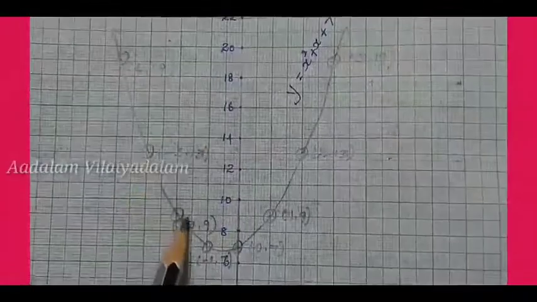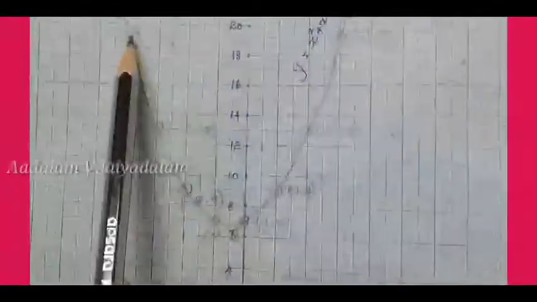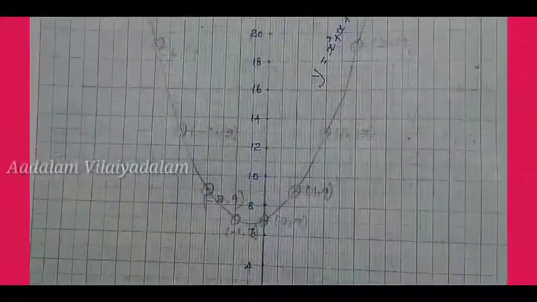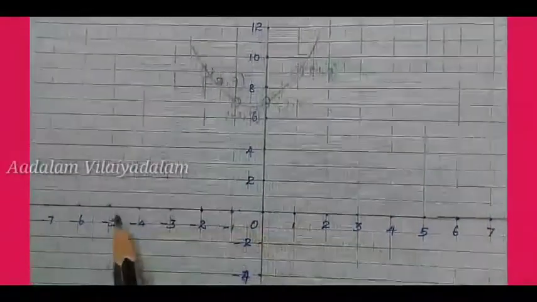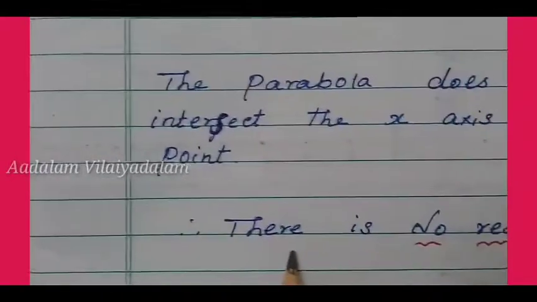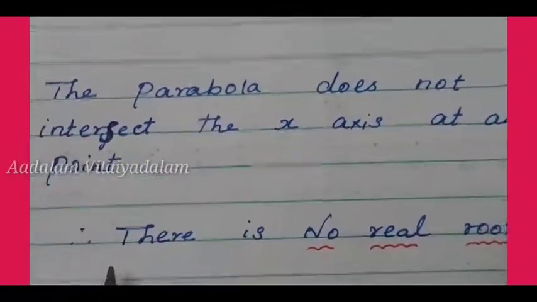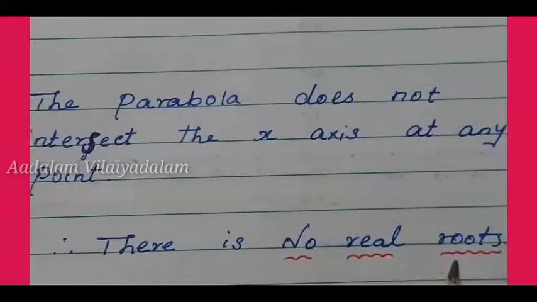Joining all these points we get the parabola. The parabola does not intersect the x-axis at any point. Therefore, there is no solution for the given equation. So the nature of the roots is that there are no real roots.